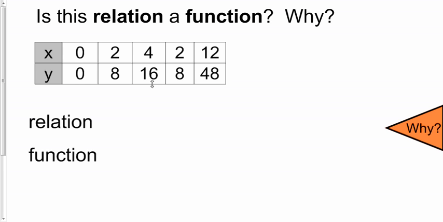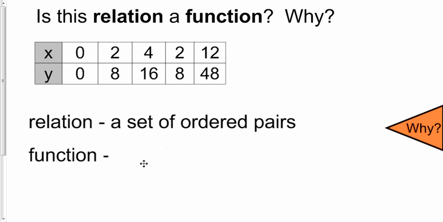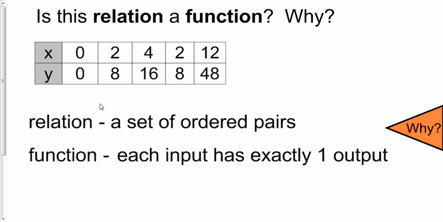What about this? Is this relation a function? This relation is a set of ordered pairs. Is it a function? I say yes. And remember, a relation is a set of ordered pairs, and a function is each input has exactly one output. 0 has one output. 2 has one output because 2 is always going to get me 8, and I can prove that because over here 2 still got me 8. So how many outputs does 2 have? 1. So each input has one output.